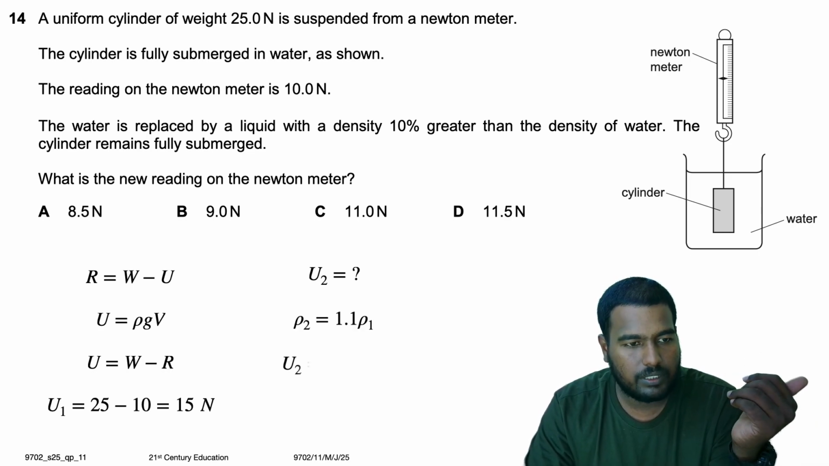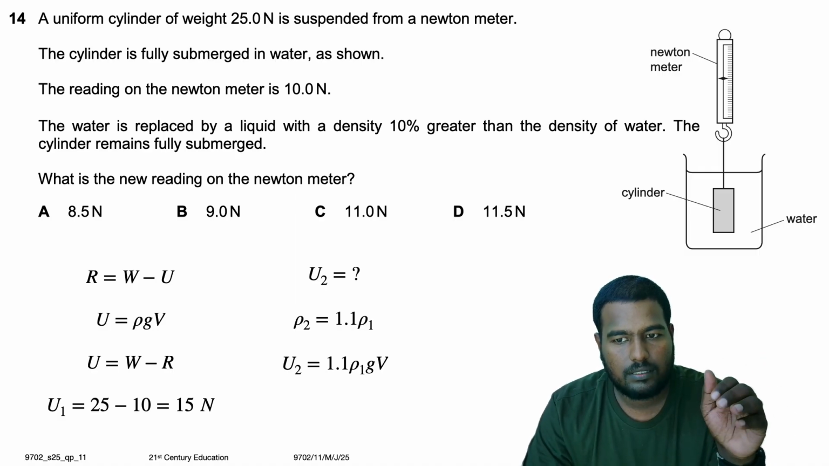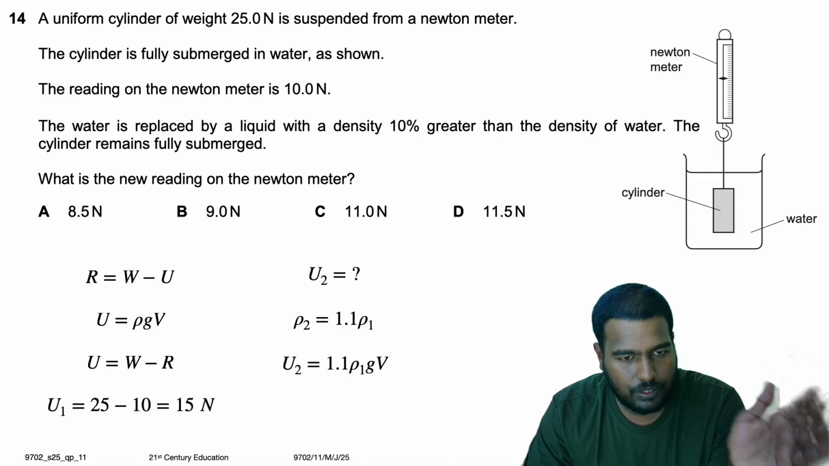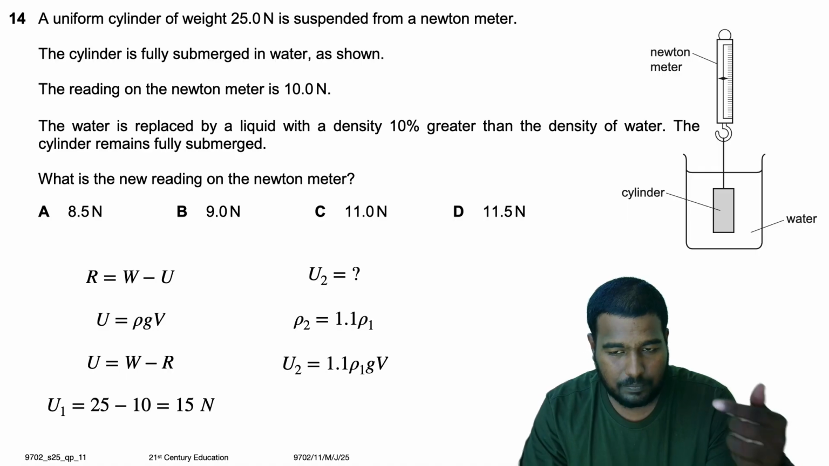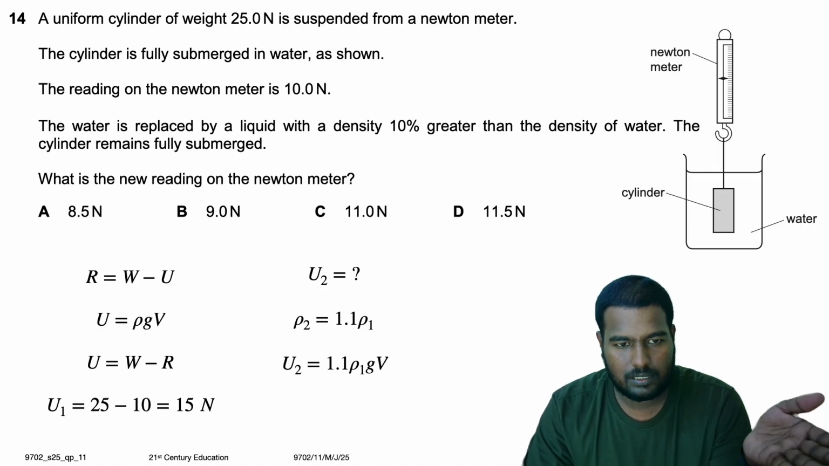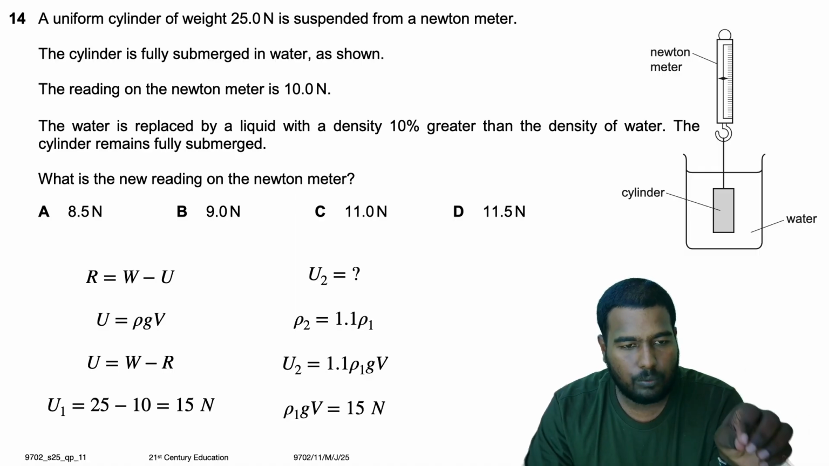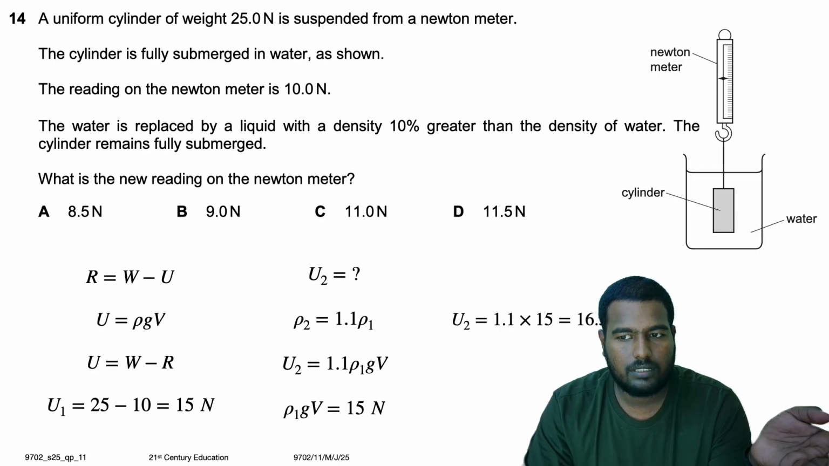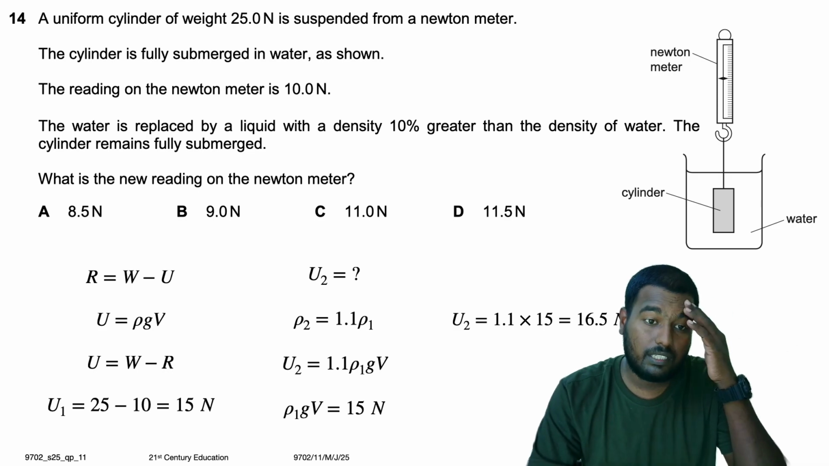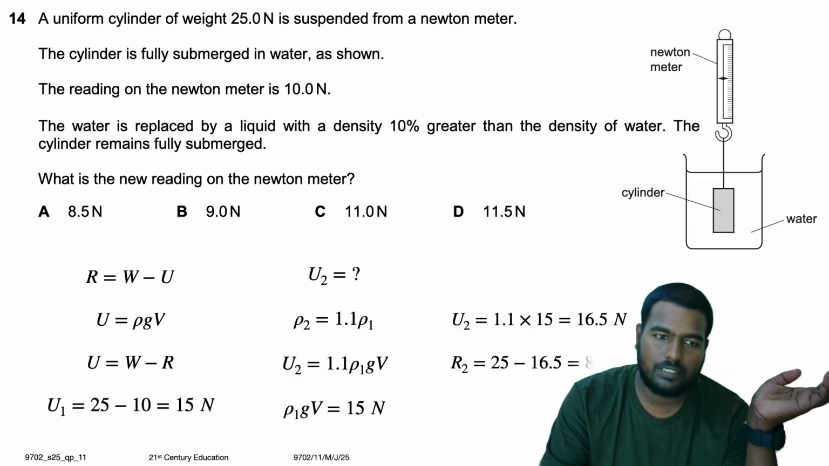So if you put that in the equation, we know that rho GV is just the density of the first liquid and upthrust in the first liquid. So it will be just 1.1 times the upthrust of the first liquid. Okay. So 1.1 into the upthrust of the first liquid, which is 15 Newton. The rho GV is 15 Newton. So 1.1 into 15, which is 16.5 Newton. Now, how do we find the reading? Weight minus 16.5. So 25 minus 16.5, which is 8.5 Newton.